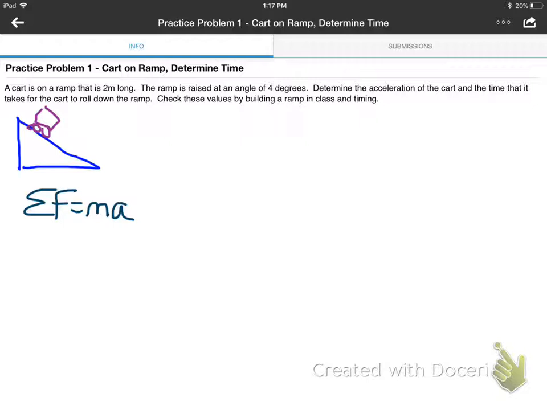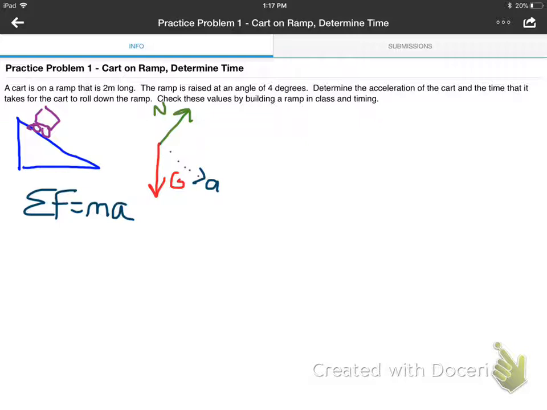So we think about it, and we know that the cart is touching the ramp, so we have a normal force perpendicular to the ramp, and the cart's on or near a planet, so we have gravity pointing towards the center of the planet, or straight down. The cart's going to accelerate down the ramp in that direction.